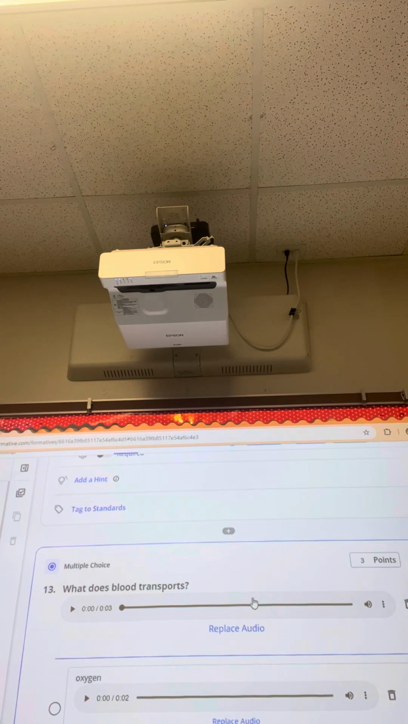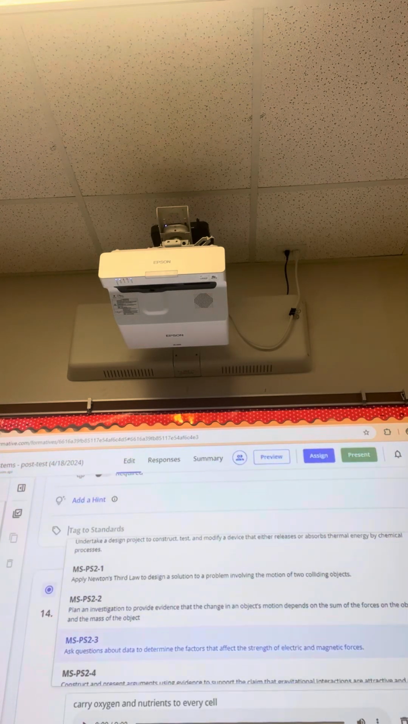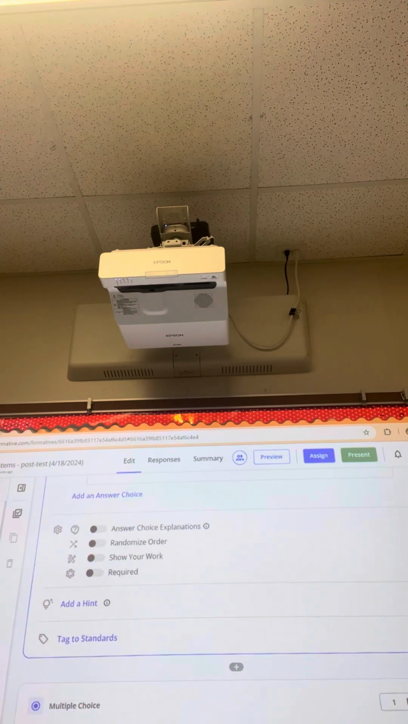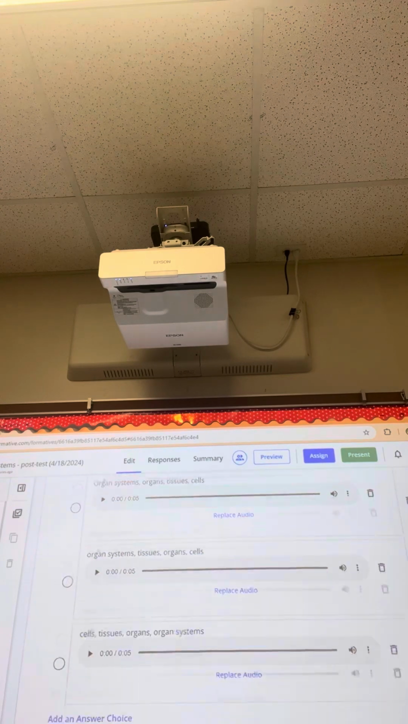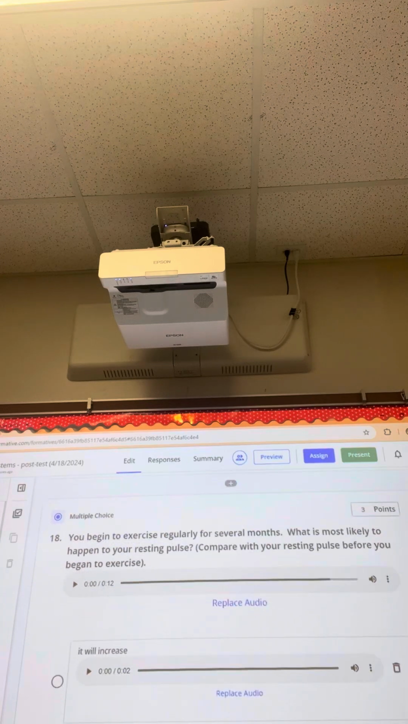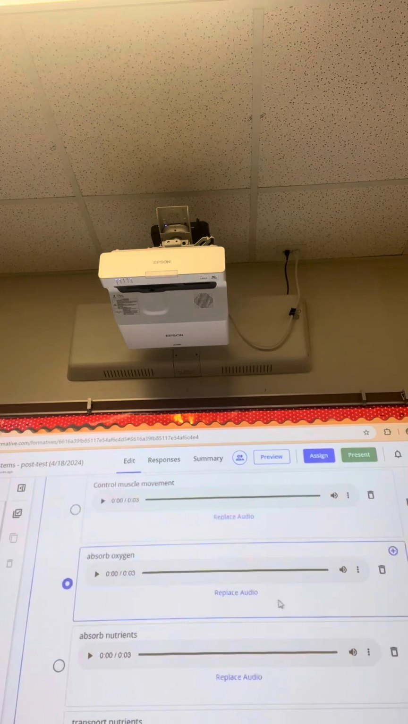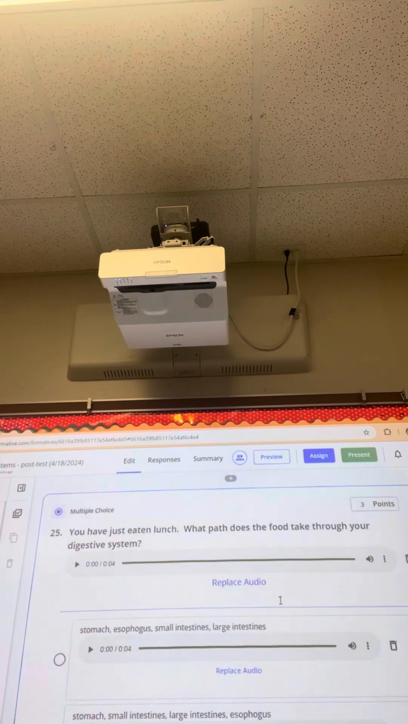What does blood transport? And waste. Yep. So there are 25 questions. I'm just kind of scrolling through. Look at tiny sacs where the exchange of oxygen and carbon dioxide takes place. Yes. If you begin to exercise regularly for 7 months, what is likely that will happen to your resting heart rate? Yeah, okay. A lot of these, you should have seen all these before. There's maybe 1 or 2 that you haven't, but you read. Maybe, I haven't thought about that yet.